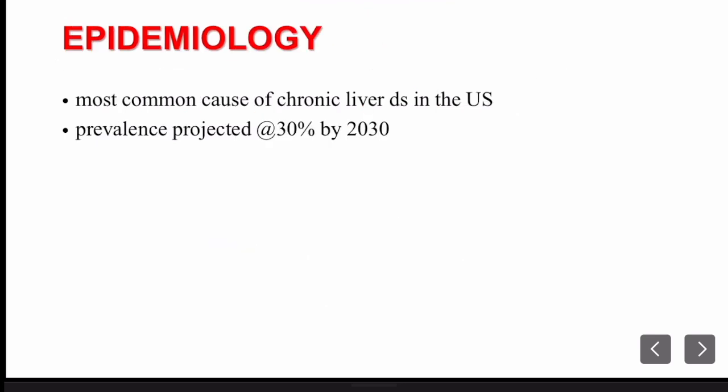Talking about the epidemiology, MASLD is the most common cause of chronic liver disease in the United States, and it is a disease of major public health concern. And the prevalence of MASLD is projected to be about 30% by the year 2030. This alarming rise in MASLD is linked to the global rise in metabolic disorders like obesity, type 2 diabetes, and other metabolic risk factors.